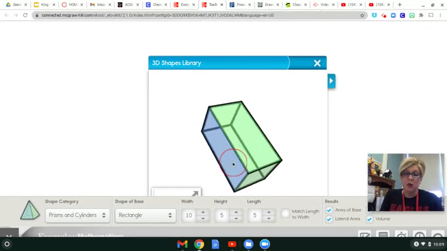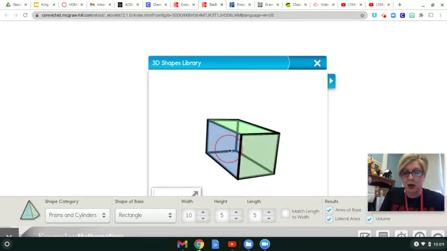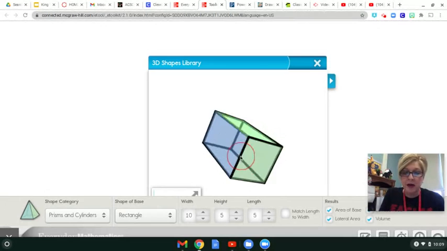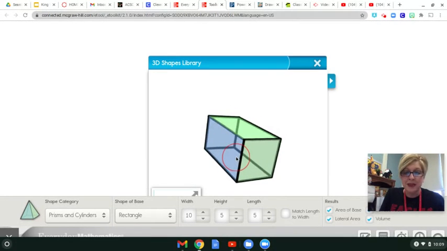If you notice, I can drag it around. I can show you all sides. It's also see-through so that you can see all of the different sides that make up this shape. Okay.